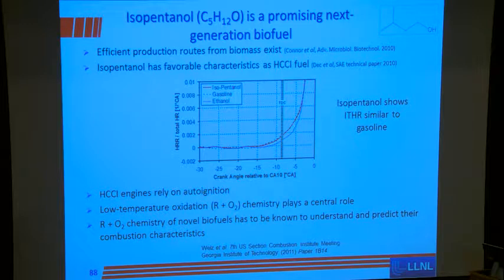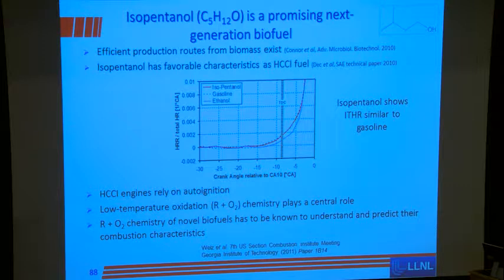What about alcohols at low temperature? Okay, so that's the high temperature. So that molecular elimination reaction is important at high temperature, and that distinguishes the alcohols and the ethers from alkanes, right? At low temperature, then alcohols are being looked at, okay? And isopentanol is a promising next generation fuel, at least it was back in 2010 and 2011.